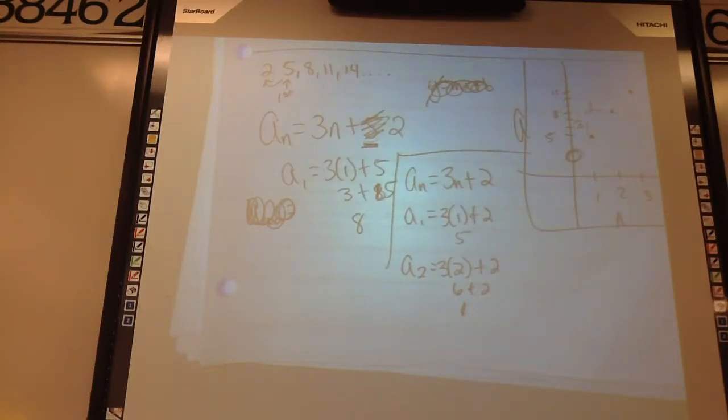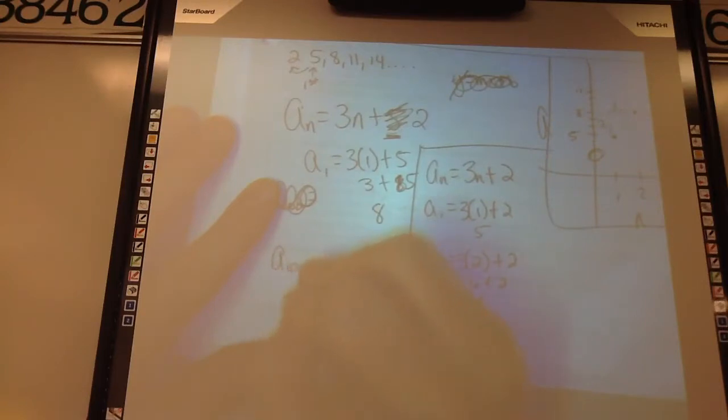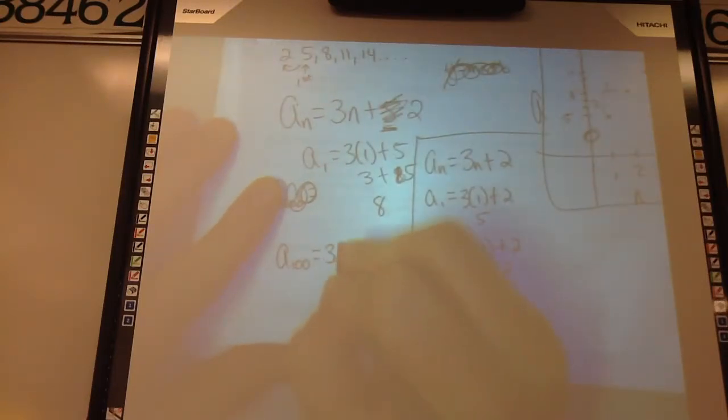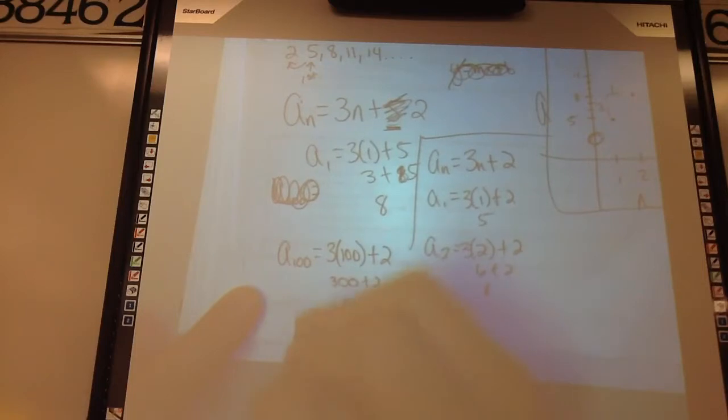So could we get our 100th term now? How would we do that? Okay. Plug in 100 for n. So just do a of 100 is 3 times 100 plus 2. So it would be 300 plus 2, 302. So if we kept going 100 times, the 100th number would be 302.